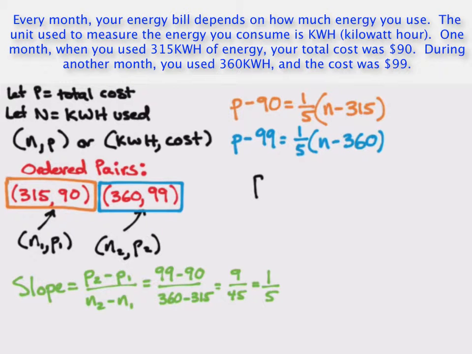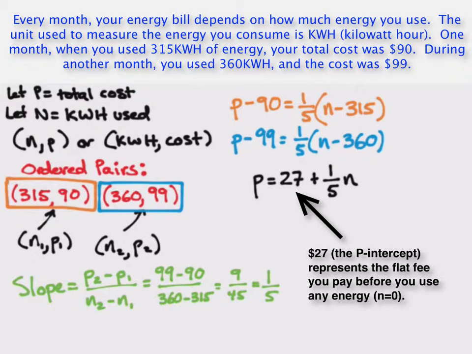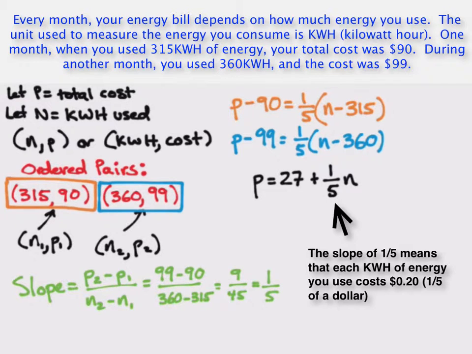Of course, for either of these equations, if we put it in slope-intercept form, we would get the same exact equation. And when we do so, we get P equals 27 plus 1/5 N. And what does this P-intercept of 27 mean? Well, it means that when N equals 0, or when you use no kilowatt hours of energy, the cost is $27. That is, $27 is like the flat monthly fee you pay before you even use any energy. And then each kilowatt hour of energy costs 20 cents. So every 5 kilowatt hours you use, it'll cost $1 more.